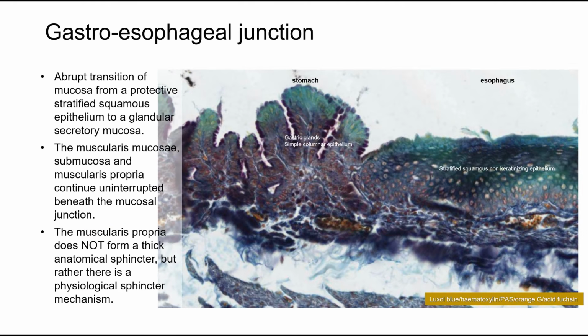This is to show you the gastroesophageal junction, where there is an abrupt change of epithelium. And by the way, this is not a conventional stain, and that's why you see these colors that you might not be accustomed to, but the features are clear. You can see here that there are multiple layers of cells, so this is a stratified squamous epithelium.